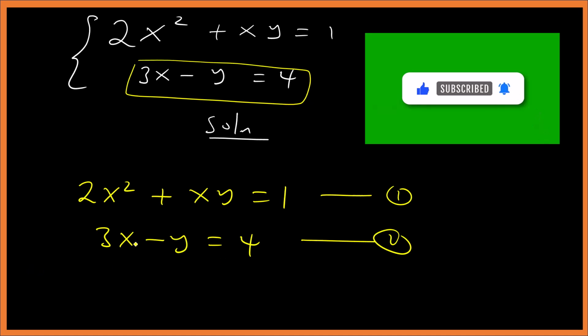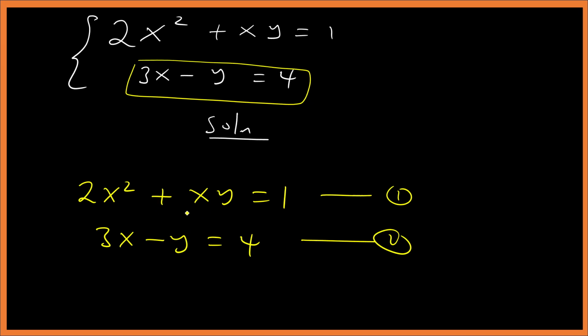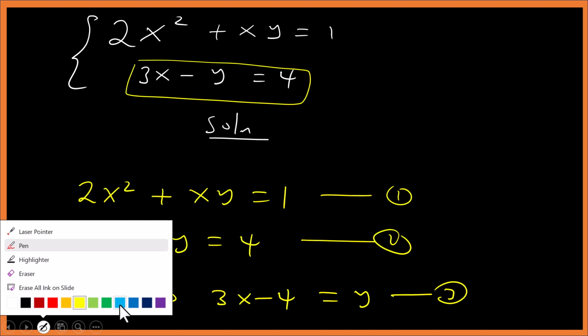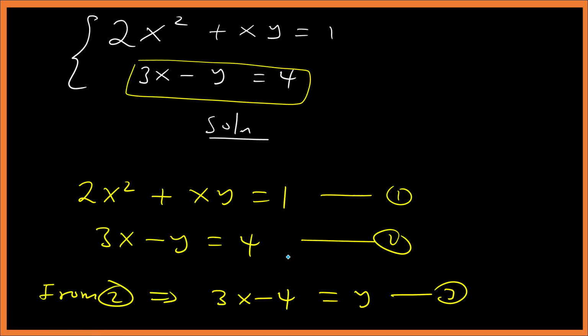Now from here, we can make one of the variables from equation 2 the subject, then put it in equation 1. So we can do the substitution once we make one of the variables the subject. From equation 2, let's make y the subject. This side will be 3x minus 4 equals y. That will be the third equation. So we want to do substitution: you have y here, so I'll put the value of y here and solve.